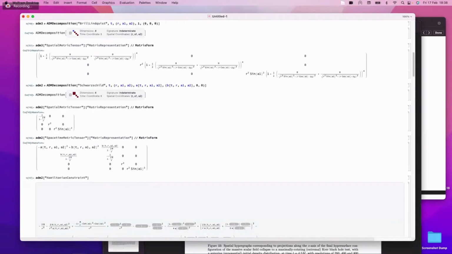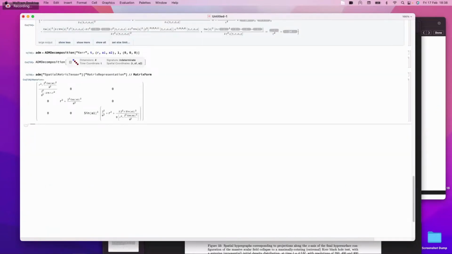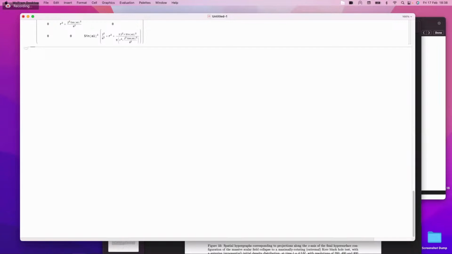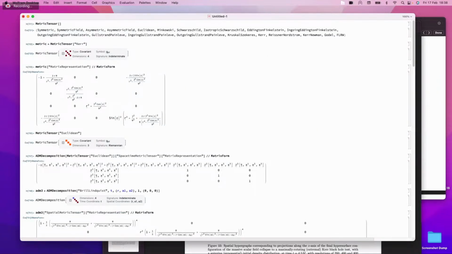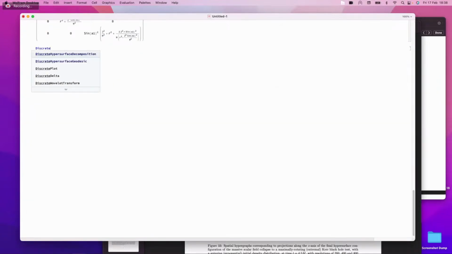Okay, so maybe I should say a little bit about the actual numerics side. If we take a metric, I'm going to try and pick one that I think we can solve in a reasonable time on my not so great laptop.